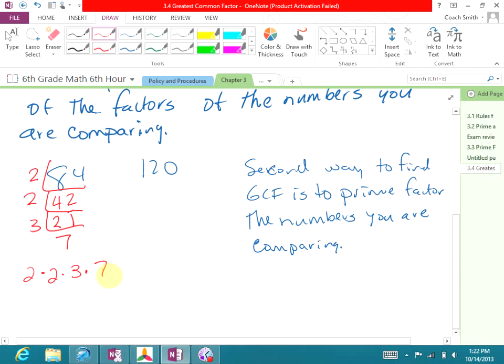Okay? Now I got to prime factor 120. 2, 60, 2, 30, 2, 15. 2 doesn't go into 15, but 3 does. 3 goes into it 5 times.